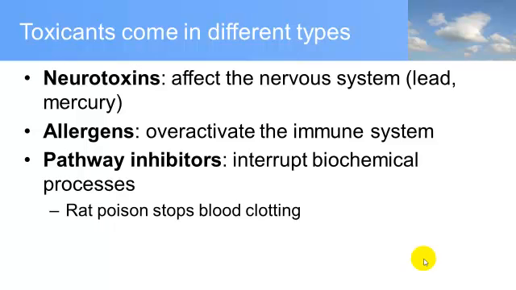Allergens work by overactivating the immune system. They trigger some type of immune response where your body just wants to get rid of this material. And it seems like in recent years there's been a serious uptick of certain types of allergies in children, such as peanut and other nut allergies.